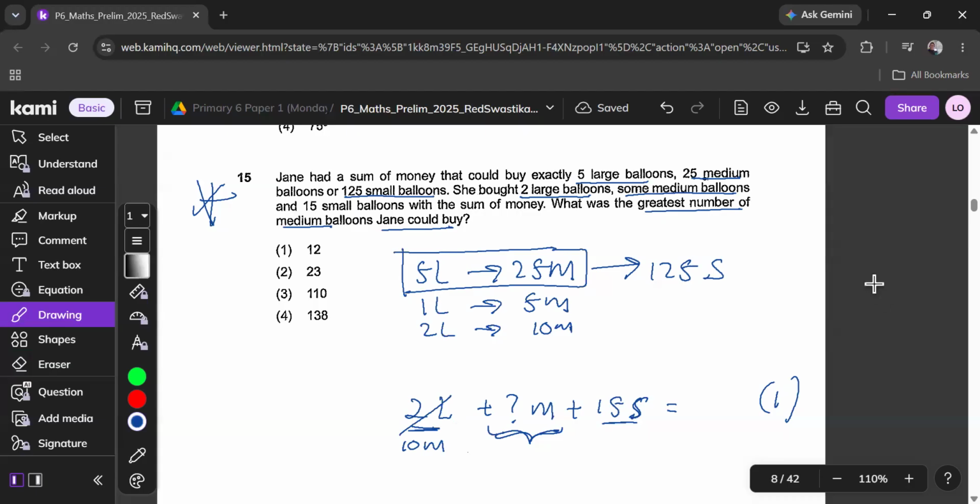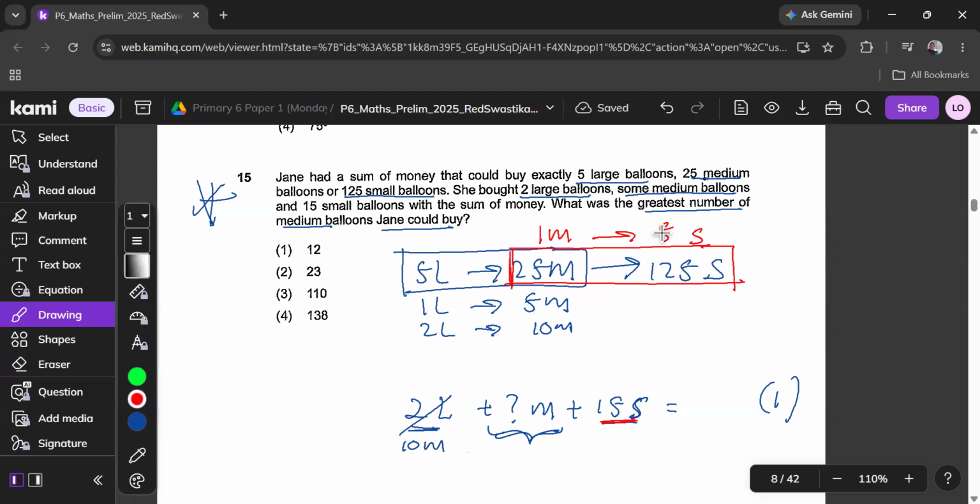This is the trick. This is the rate. This is called rates. You want to change into something that you want. Do the same thing for 15 small. How many medium is 15 small balloons? Then look at this one. Can you see my different color? Different color already, yeah? So one medium is how many small? One medium is 125 divided by 25. One medium is 5 small.